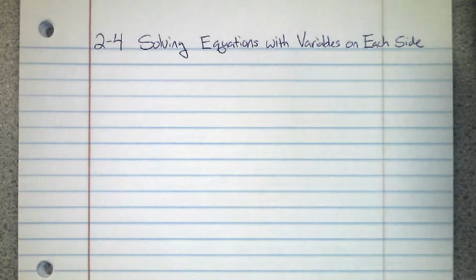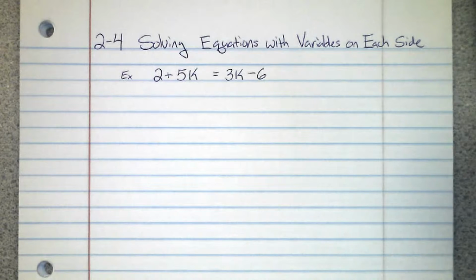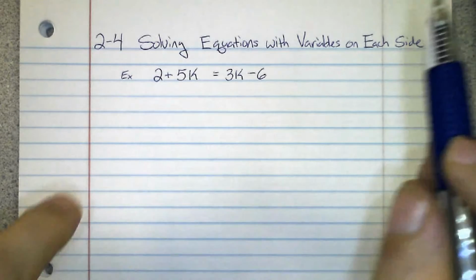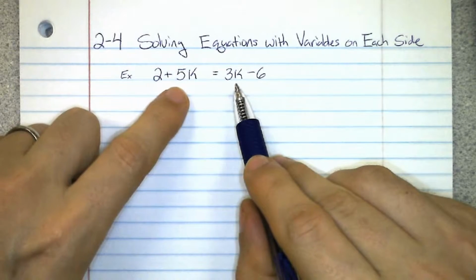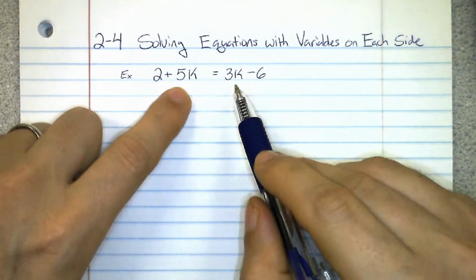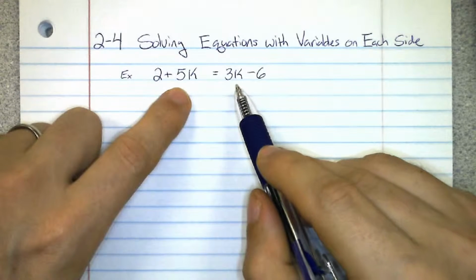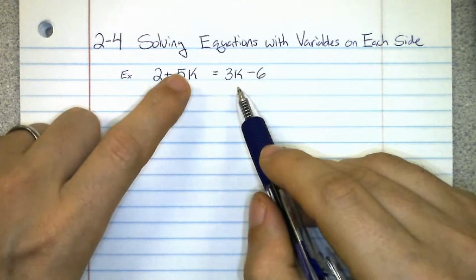Welcome to Chapter 2, Section 4, Solving Equations with Variables on Each Side. As the title suggests, you're going to have variables on each side, and the best way to show you how to do this is with multiple examples. When you're presented with variables on both sides of the equation, I recommend taking a look and seeing which side has less of the variable. That's usually the side that you want to eliminate the variable on.